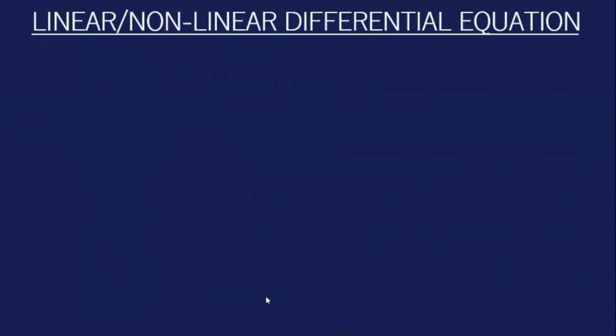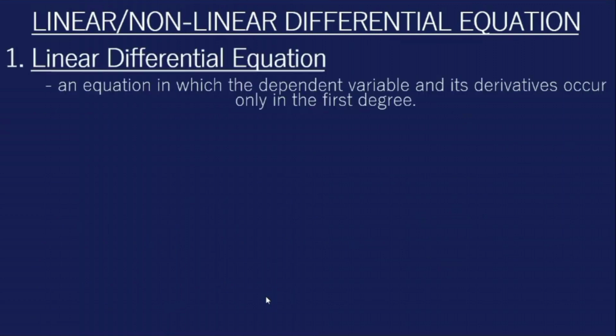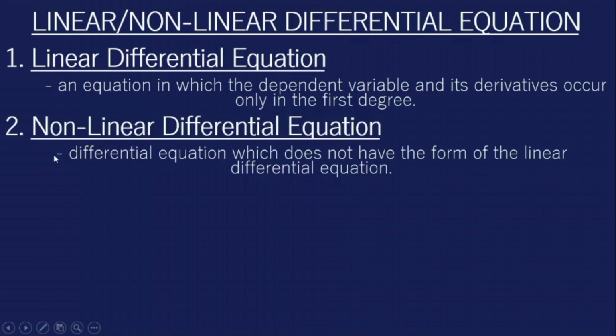So, let's proceed to linear or nonlinear differential equation. A linear differential equation is an equation in which the dependent variable and its derivatives occur only to the first degree. Number 2, nonlinear differential equation: a differential equation which does not have the form of the linear differential equation.